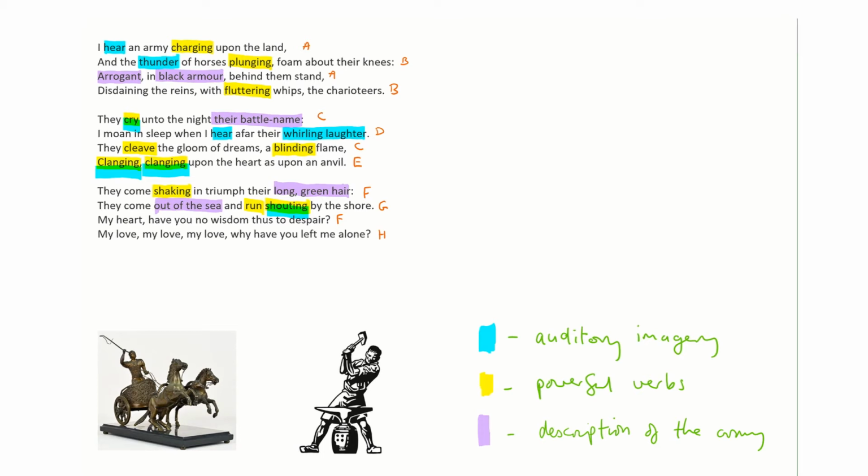Hello and welcome to this short look at I Hear an Army by James Joyce, which is one of the 15 poems in your English Literature GCSE anthology. James Joyce is probably best known for his prose writing rather than his poetry.